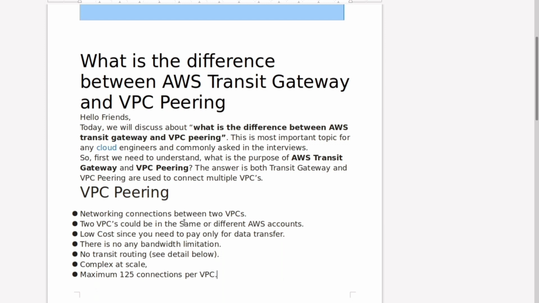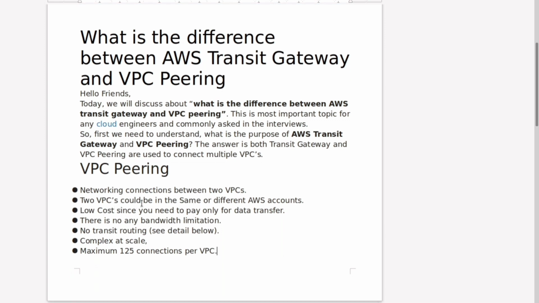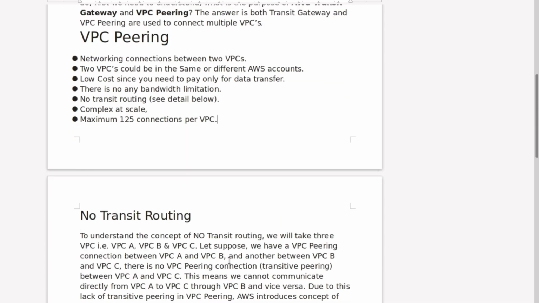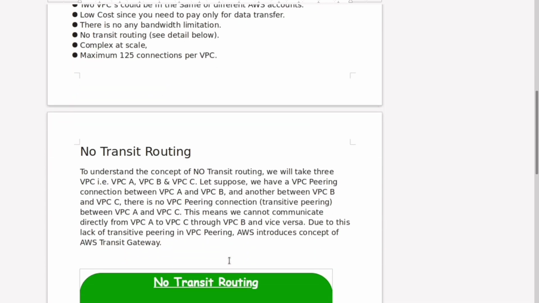Next, the two VPCs could be in the same or a different AWS account, and they can communicate with each other either way. Now, it is low cost, since you need to pay only for data transfer. Next, there are no bandwidth limitations, but there is no transit routing, it is complex at scale, and there is a maximum of 125 connections per VPC. So next, there is no transit gateway.